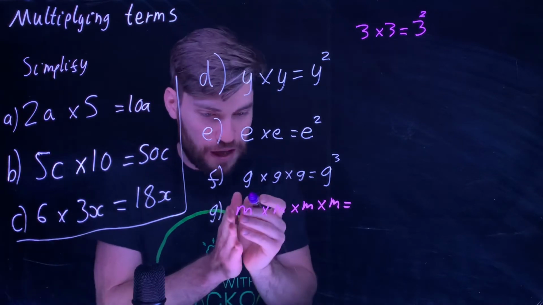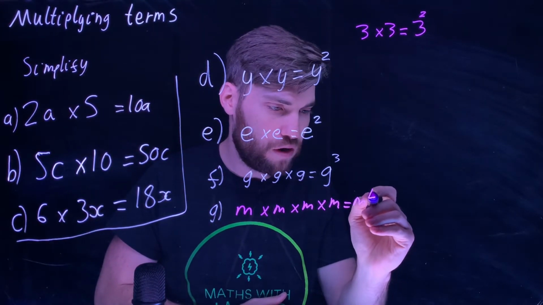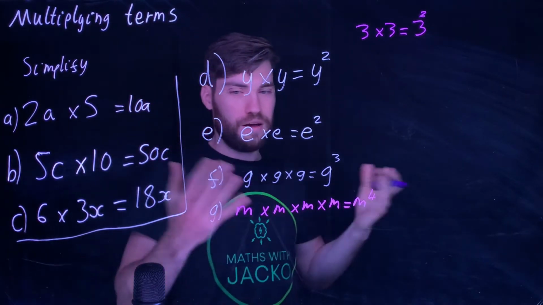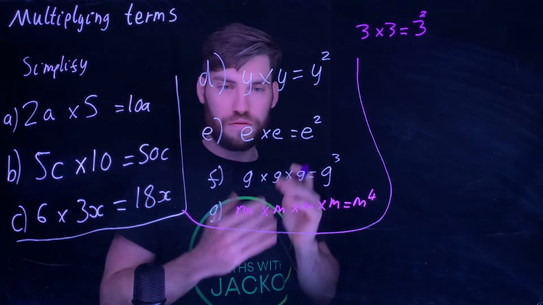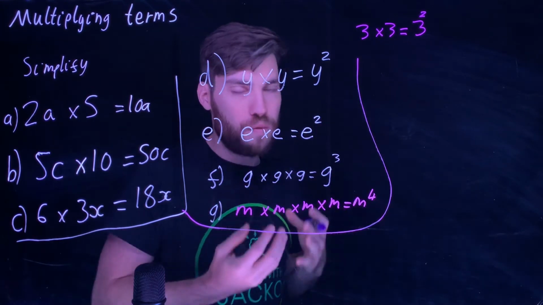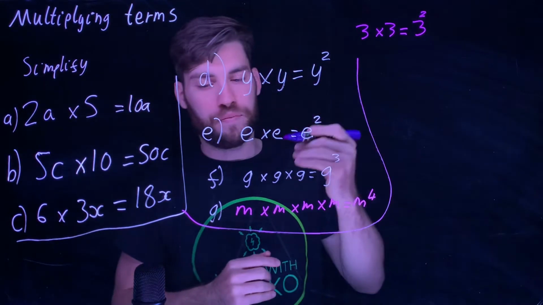You should have seen, well, M times M times M times M is the same as M to the power of 4. And that's it. Hopefully now we've spotted the pattern with these ones and we're seeing how it all works and comes together. Let's take that a little bit further.